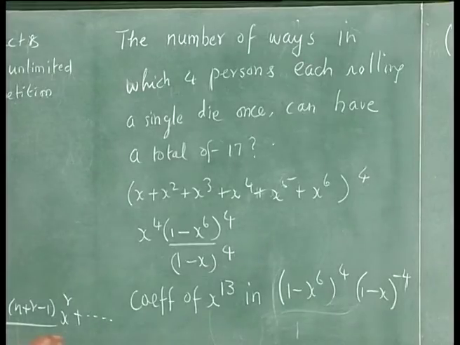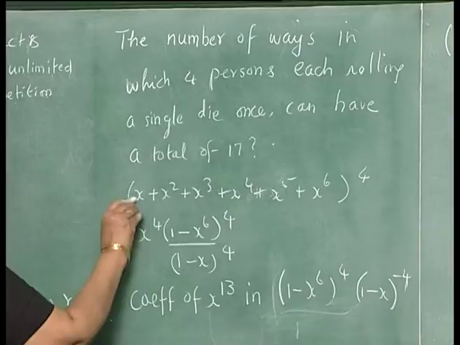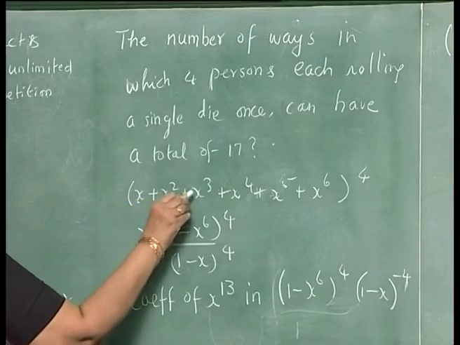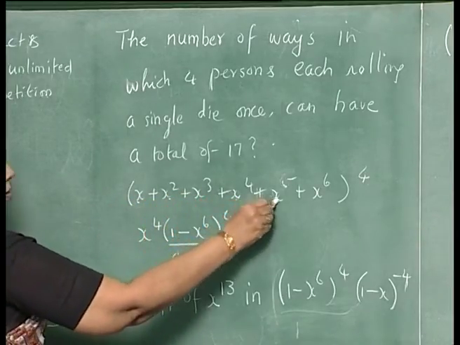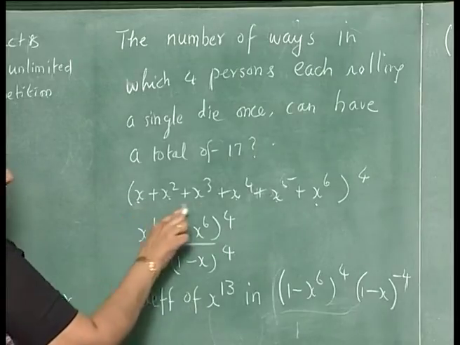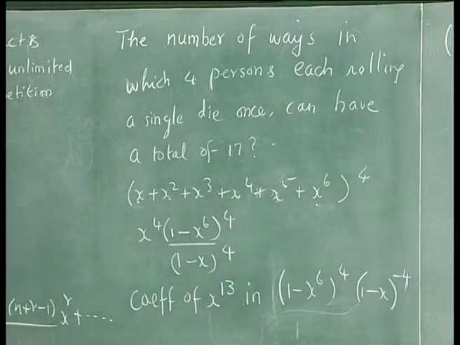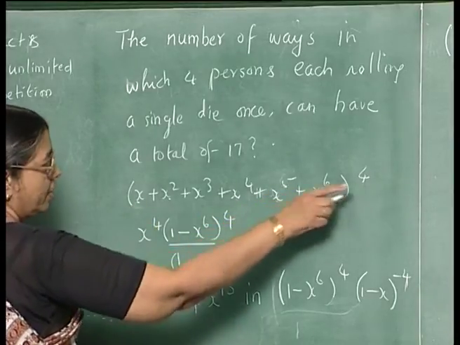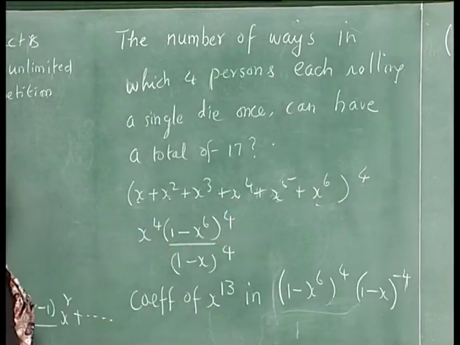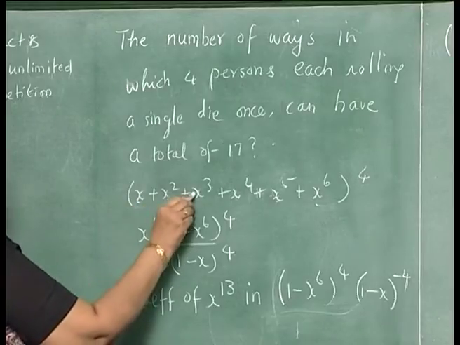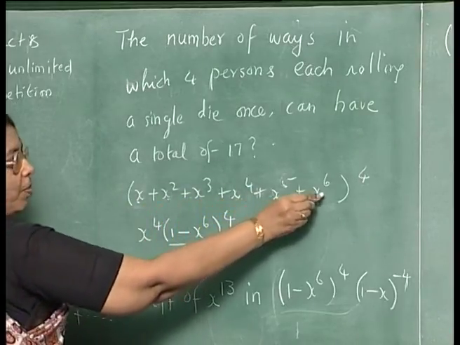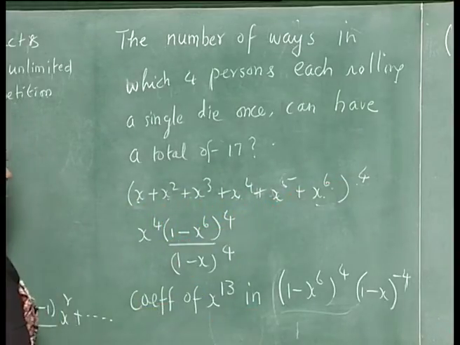So, for one person it could be 1 or 2 or 3 or 4 or 5 or 6. So, the outcome can be like this. So, you are having 4 persons. So, the ordinary enumerator for that will be (x plus x squared plus x cubed plus x power 4 plus x power 5 plus x power 6) to the power of 4. And you have to find the coefficient of x power 17 in this.